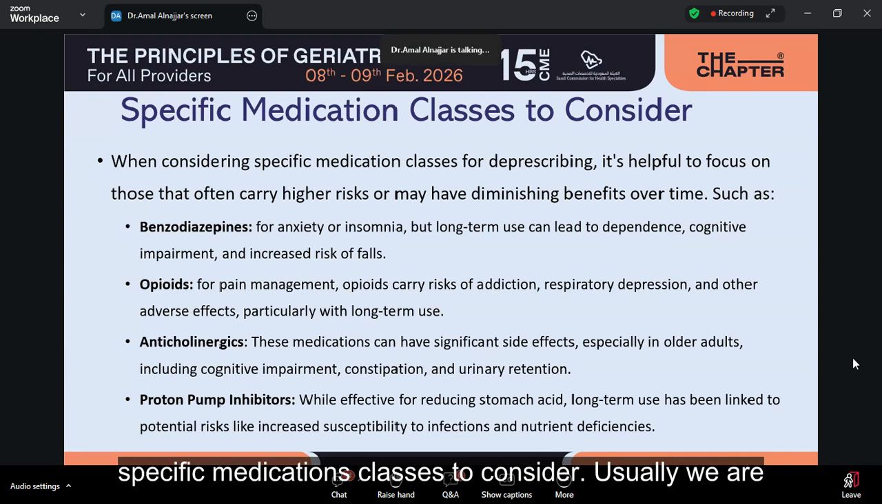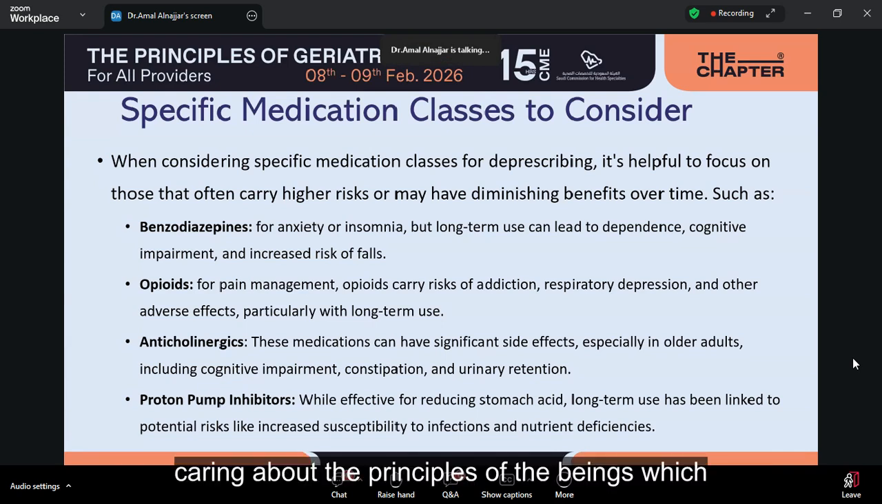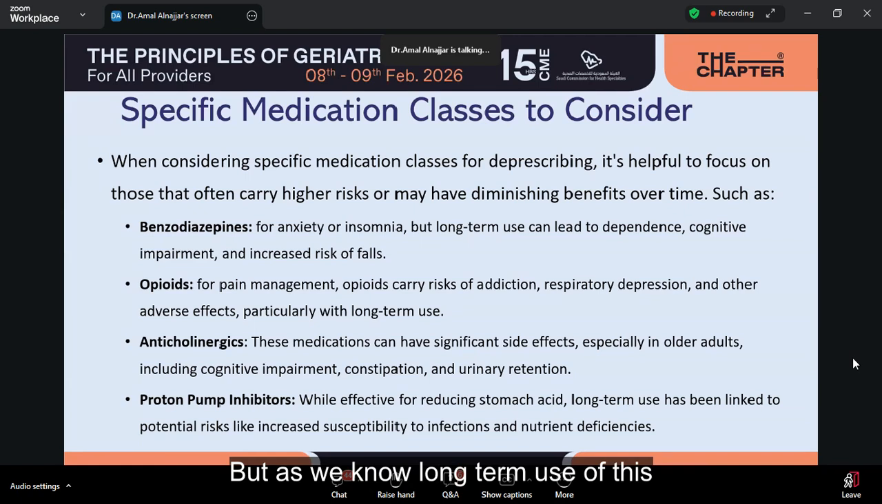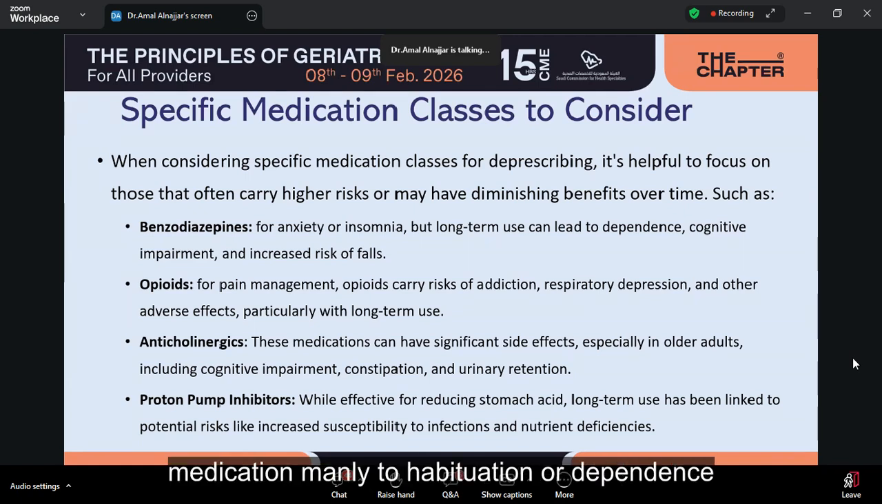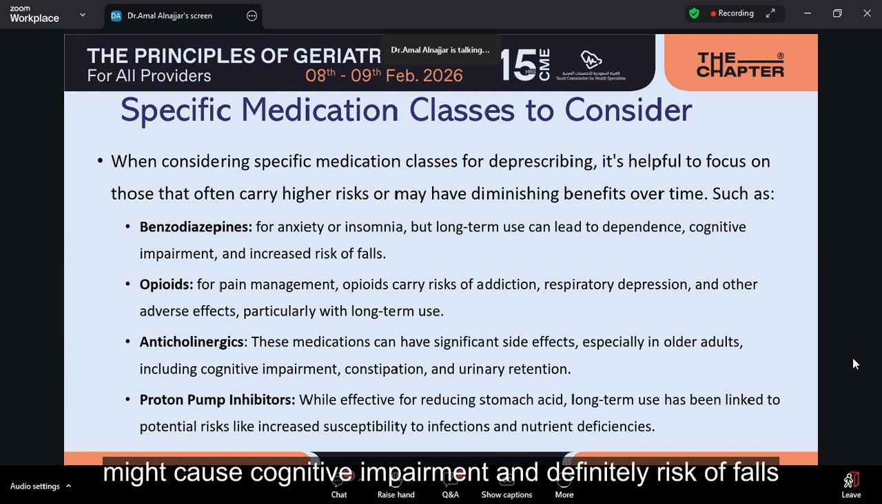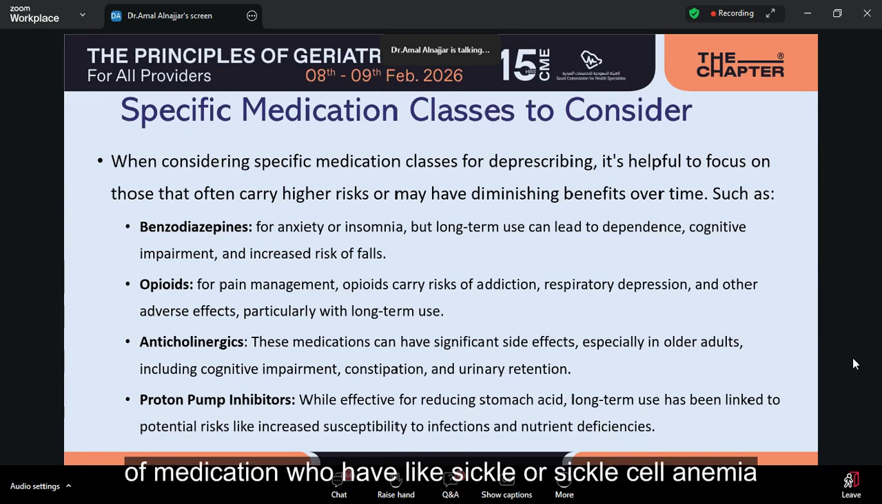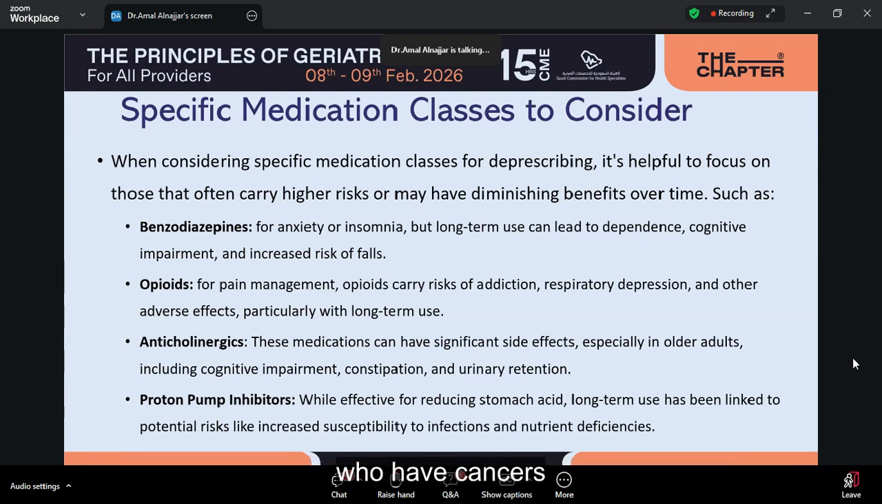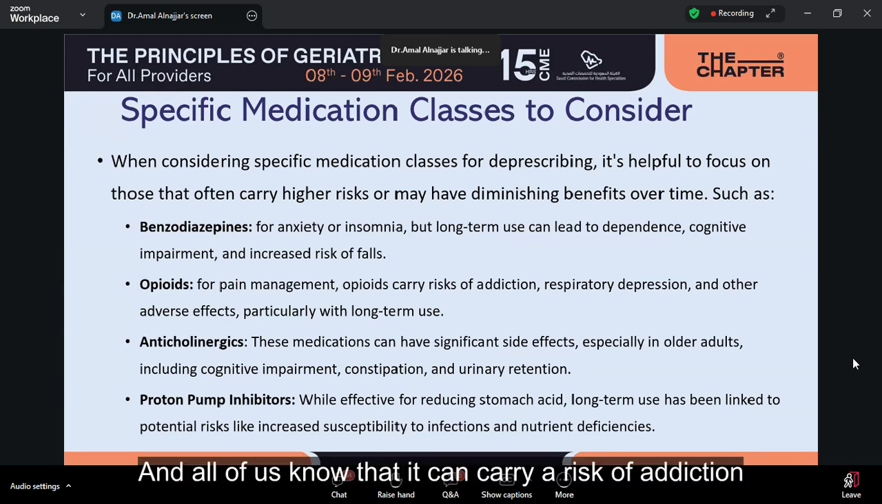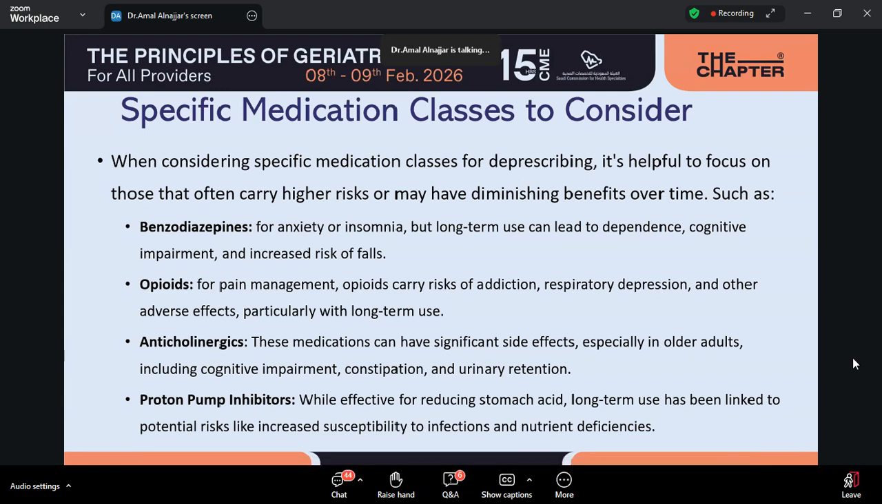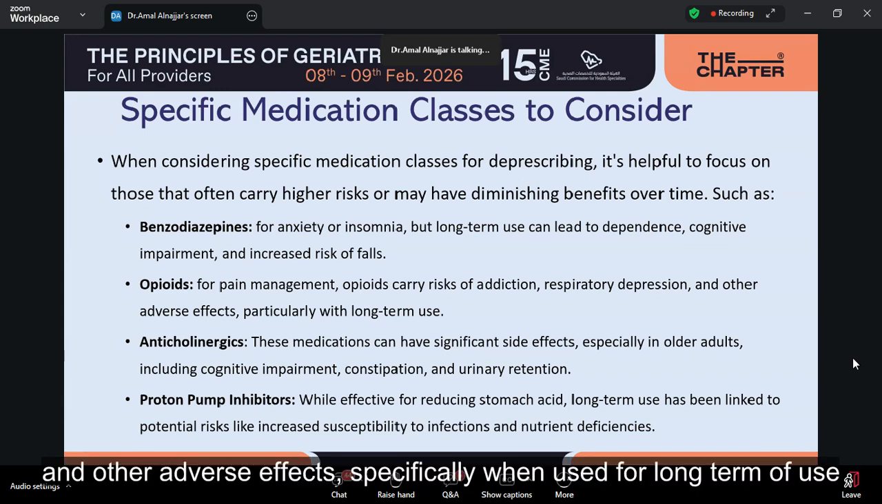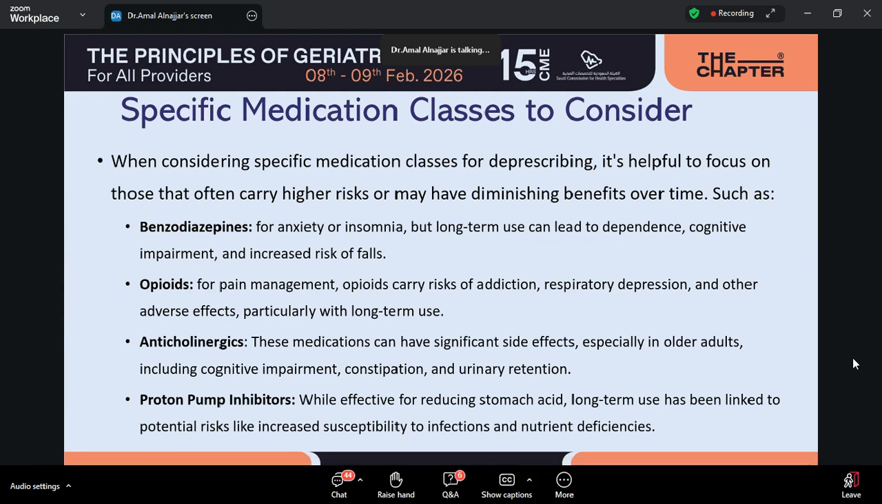Specific medication classes to consider. Usually we are concerned about benzodiazepines, which the patient used to receive for anxiety or insomnia. But as we know, long-term use of these medications might lead to habituation or dependence, might cause cognitive impairment, and definitely risk of falls. Also, opioids usually are given for sensitive types of patients who have, like, sickle cell anemia, who have cancers. They give it for pain management. And all of us know that it carries the risk of addiction, respiratory depression, and other adverse effects, specifically when used for a long term.